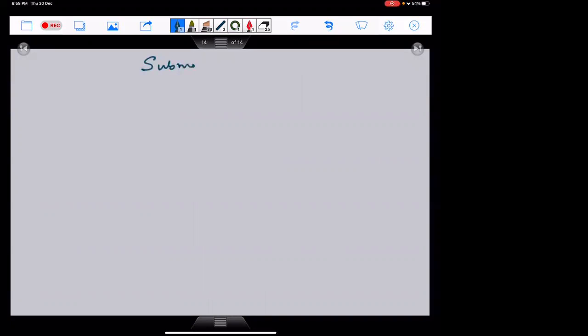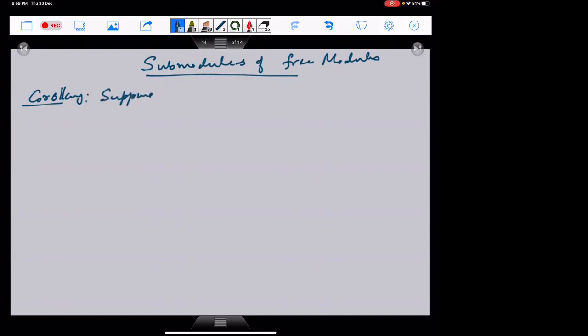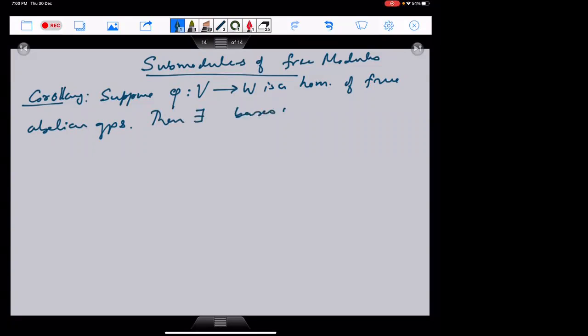Next, submodules. Not much time is there, I'll just make a statement and then stop maybe. Submodules of free modules, over commutative rings with unity. So in this topic, maybe a corollary I can quickly finish here. Corollary. Suppose phi from V to W is a homomorphism of free abelian groups. Then there exist bases of V and W. A basis means Z basis, okay? Such that the matrix of phi is a diagonal matrix.